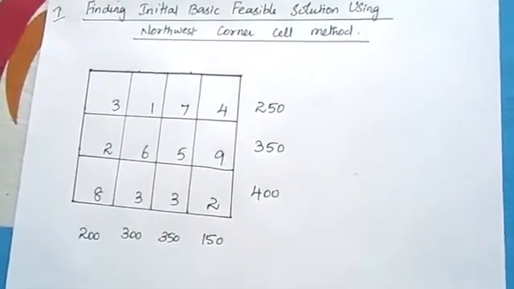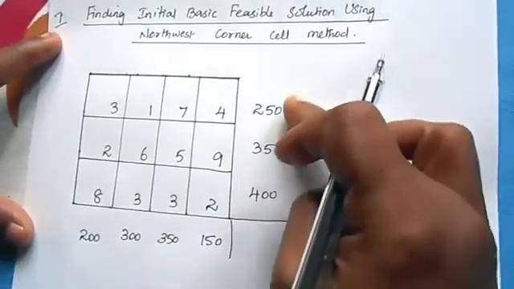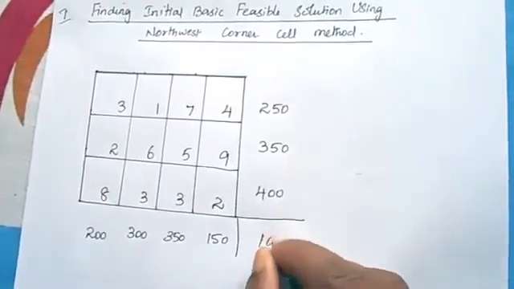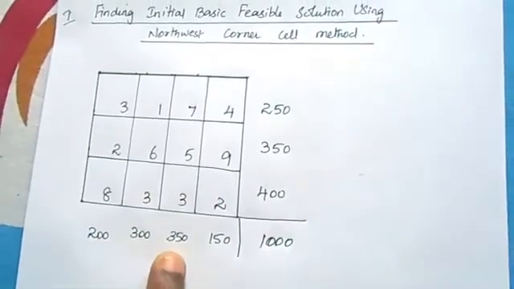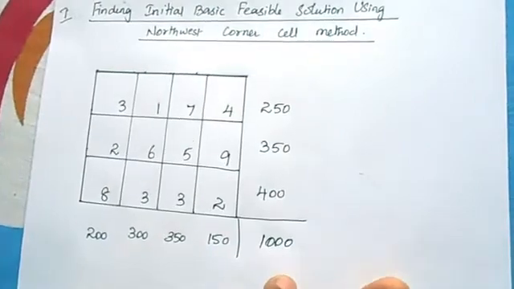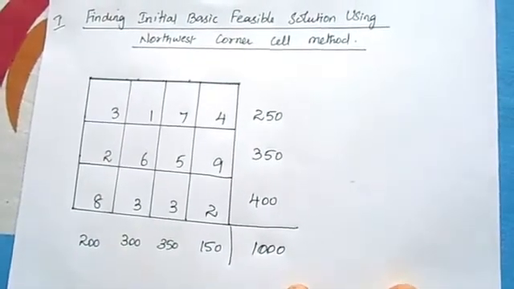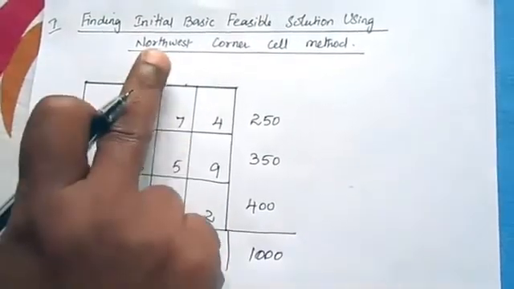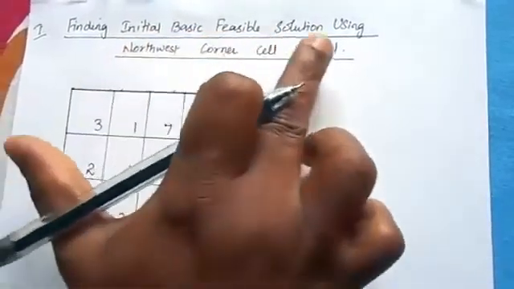So first you need to check the total demand and total supply. Just check this value: 250 plus 350 plus 400, 1000. Here also find the total: 200 plus 300 plus 350 plus 150, 1000. So it is a balanced transportation problem. Here you need not add any dummy row or dummy column. You can proceed with this. Now I am going to use the northwest corner cell method to find the initial basic feasible solution.